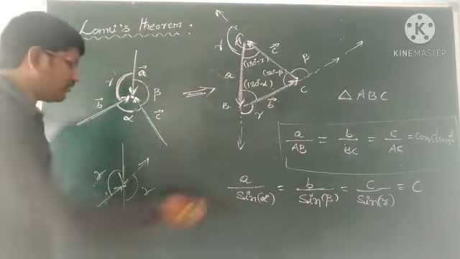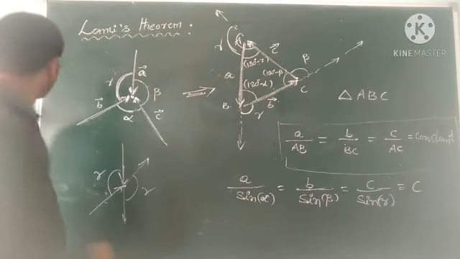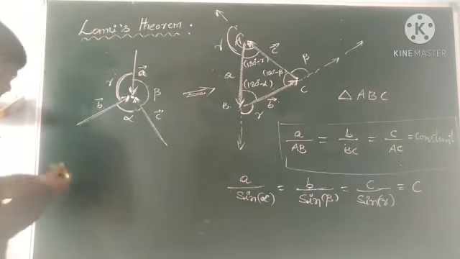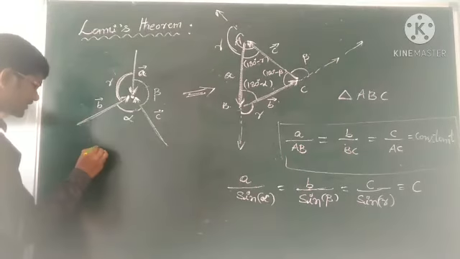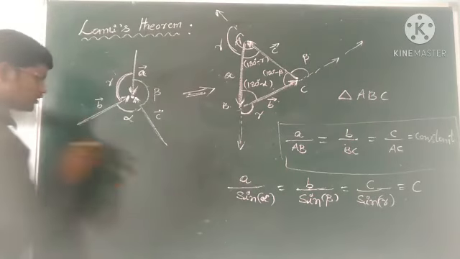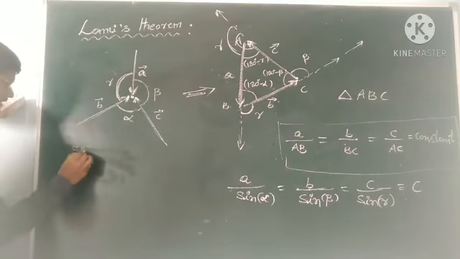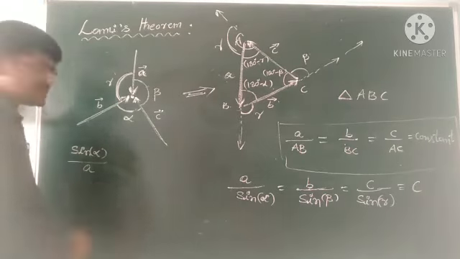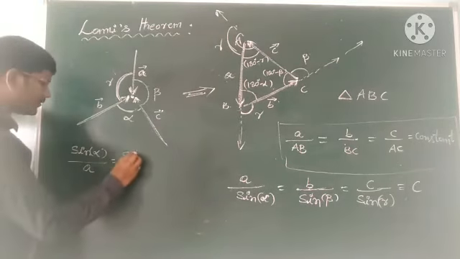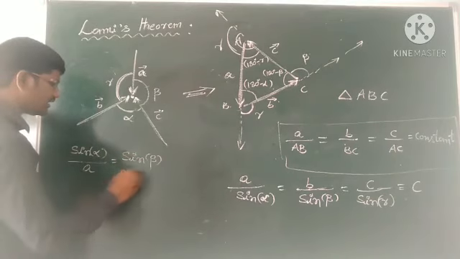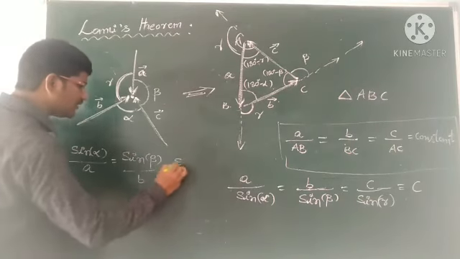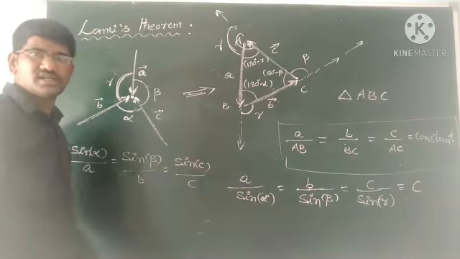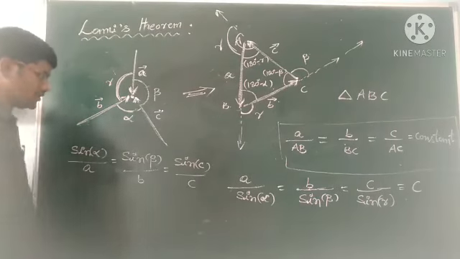If you reverse it, you will get the statement like this, students. So what do we get? Sine alpha by A is equal to sine beta by B is equal to sine gamma by C, which is equal to a constant. I can write it like this also.